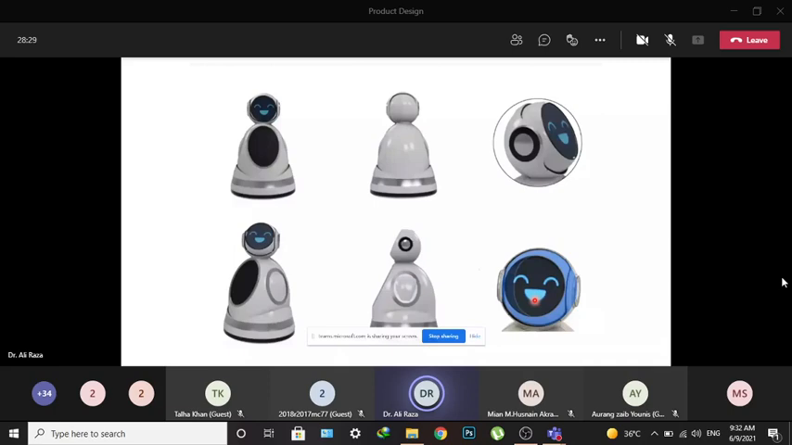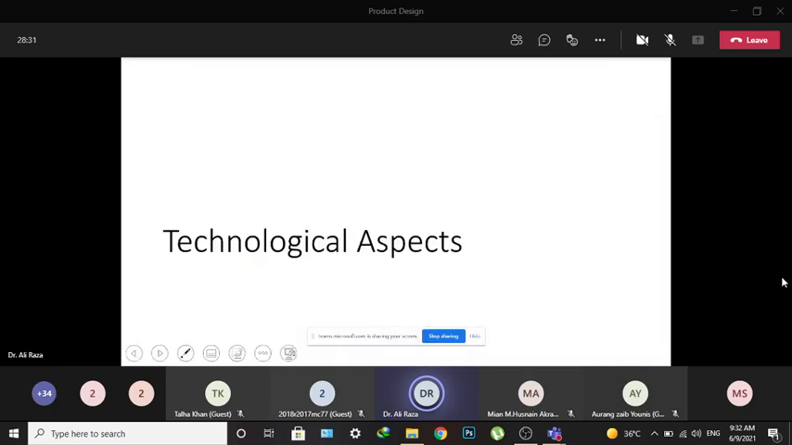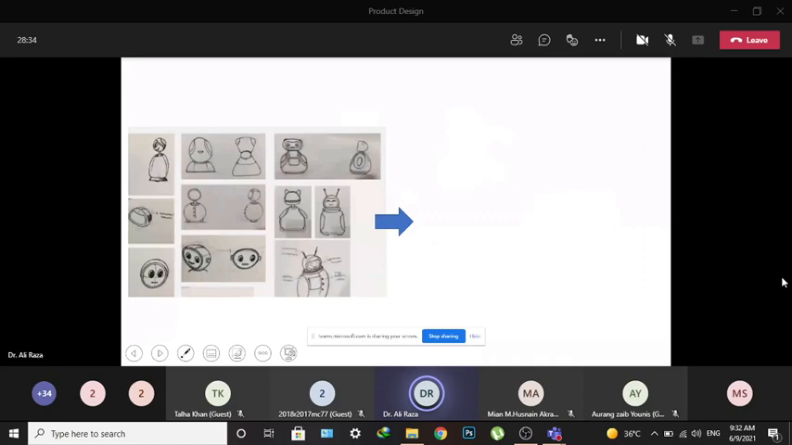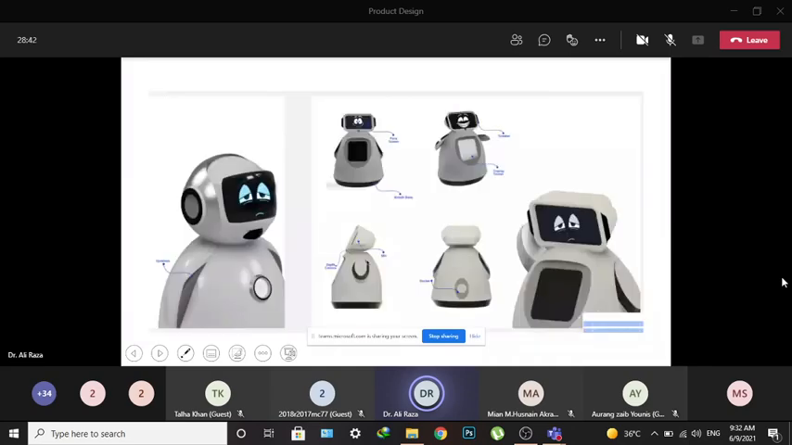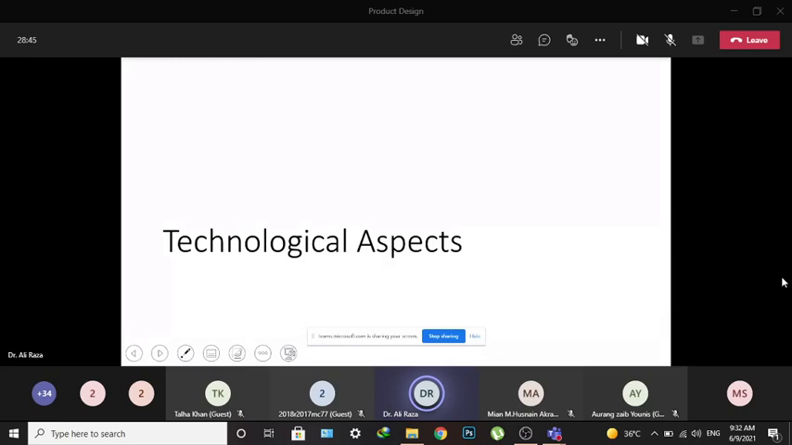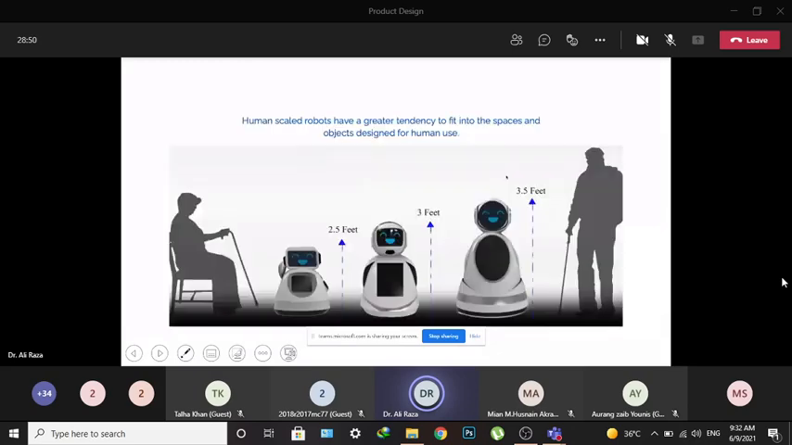Moving on. One aspect that I've discussed corresponds to expressions. But expressions alone are not going to be the only feature in the product, right? You need to have certain technological aspects covered as well. And for that, the size is the starting point. One needs to identify the appropriate size of the robot, which can move inside the apartment and have a meaningful interaction with the person, whether the person is standing, sitting, or lying on the bed. So for that reason, different sizes were presented.